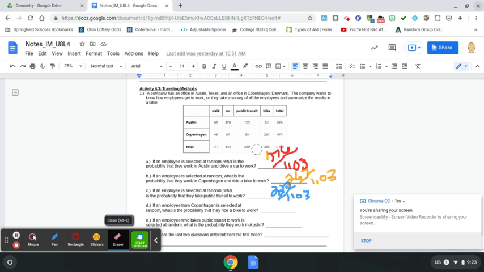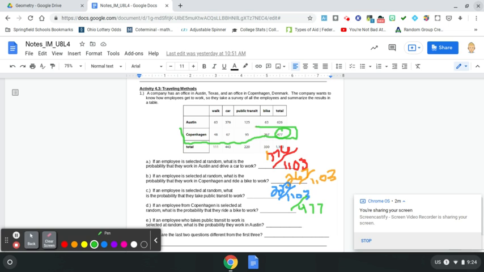Get that circle out of the way. Okay, so now we get a little bit tougher here because we're shrinking the subset of what we're looking at. We're not looking at all employees anymore. If an employee from Copenhagen is selected at random, okay, so let's start there. They have to be from Copenhagen, so that means we're looking at our total. We're no longer out of 1,103, we're out of 477 because we're only looking at Copenhagen employees. What's the probability they ride a bike to work? So it has to be out of these folks here. How many of these folks ride a bike? Well, we can see that that's back to the 267 we had before, so that's 267 out of 477.